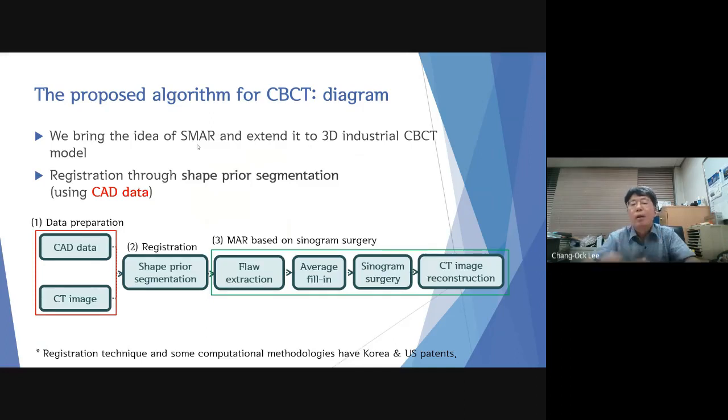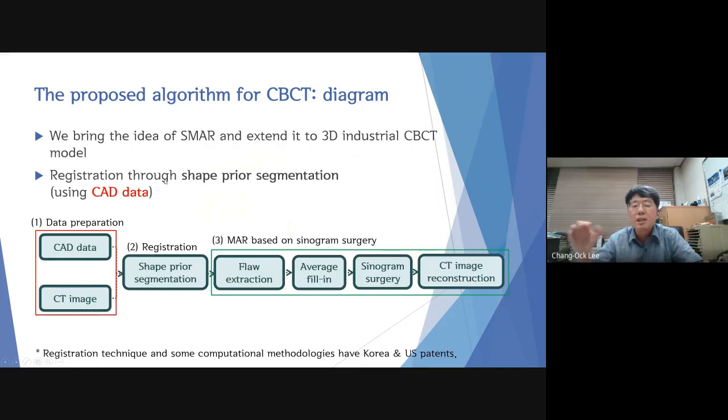Okay, so in the three-dimensional industrial product, we have CAD data. So we want to use that CAD data, and by looking at the CAD data, we can identify some three-dimensional volumes that contain the flaw.